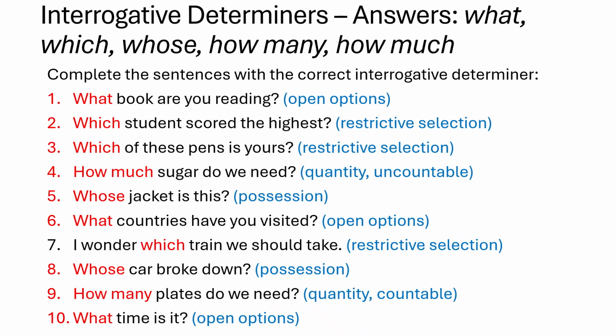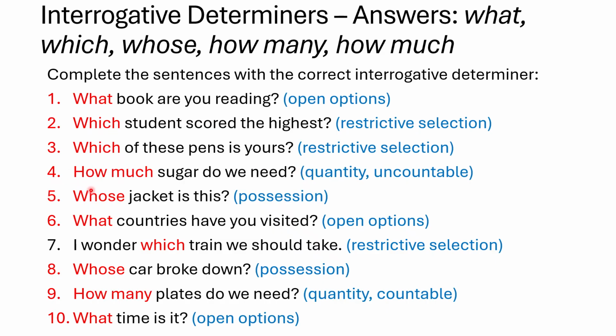Check your answers. 1. What book are you reading? You should have written what. 2. Which student scored the highest. You should have written which. 3. Which of these pens is yours? You should have written which. 4. How much sugar do we need? You should have written how much.